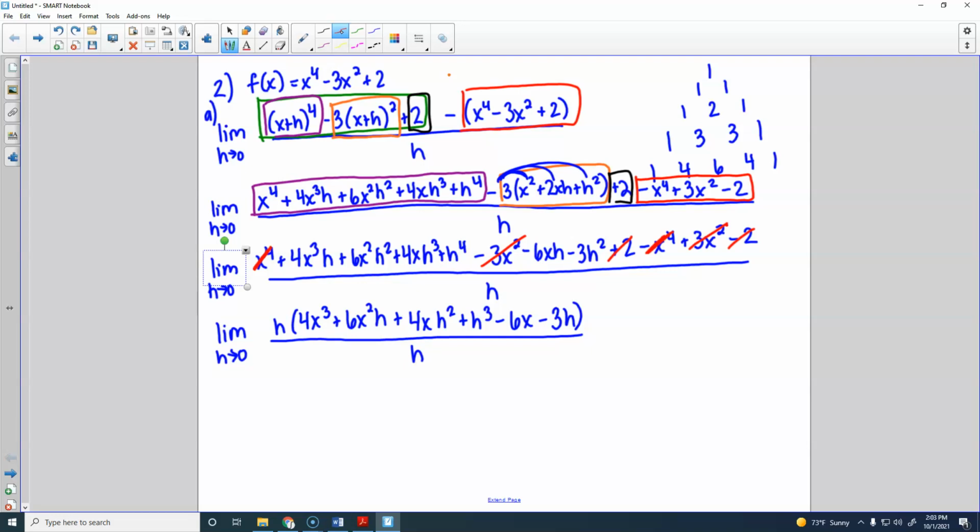Alright, we're okay here. Now the h's cancel. You are going to plug in a 0 for all of the h's, so you'll have 4x to the 3rd. You can drop limit notation here, Daniel. Not that you had any on your paper to drop in the first place. But you can drop limit notation here because you're plugging a number in.